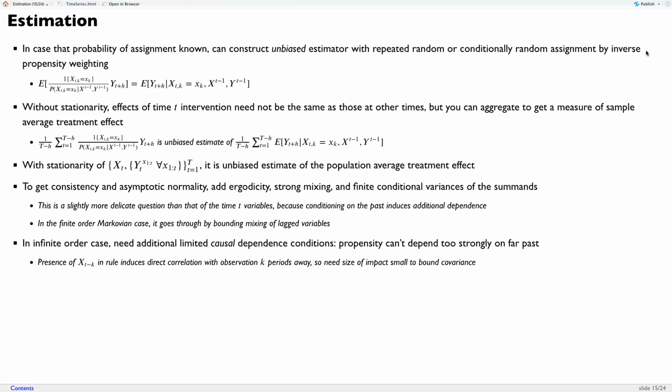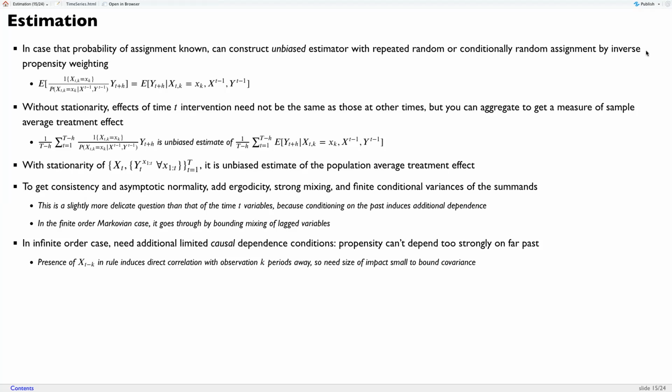So estimation, finally getting to this. How do we estimate this? If the probability of assignment is known, we can construct an unbiased estimator in the case of repeated random or conditionally random assignment by inverse propensity weighting. So we multiply Y_{t+h} by the indicator that the treatment took on value x divided by the probability that it would have taken value x given the past values, if we have conditional random assignment. If we have unconditional random assignment, just the inverse propensity. And this will equal in expectation the conditional mean.